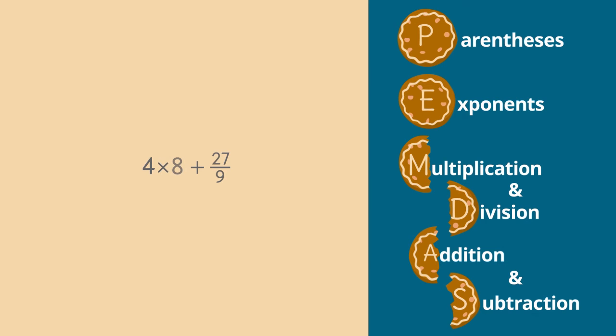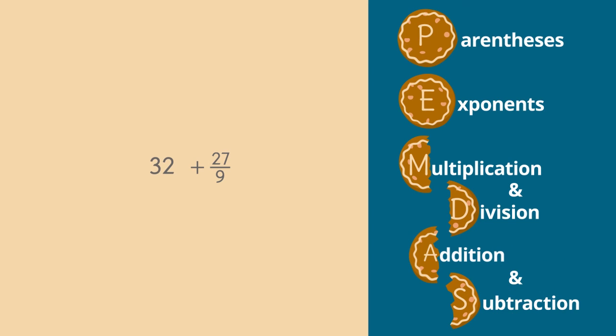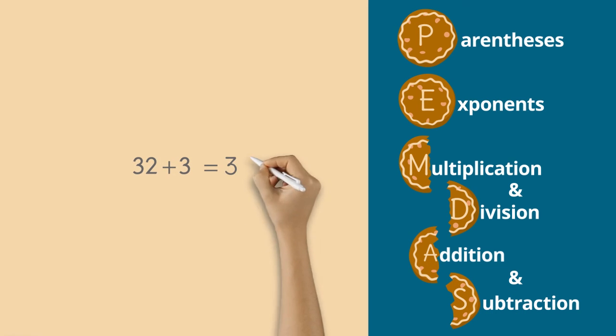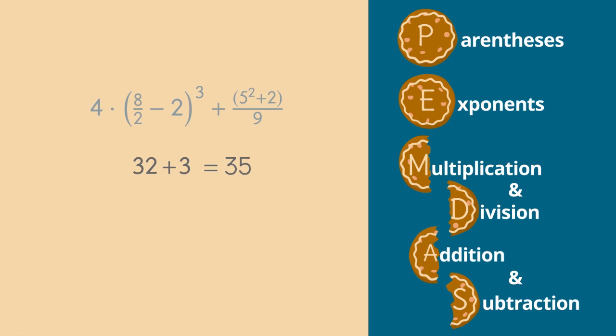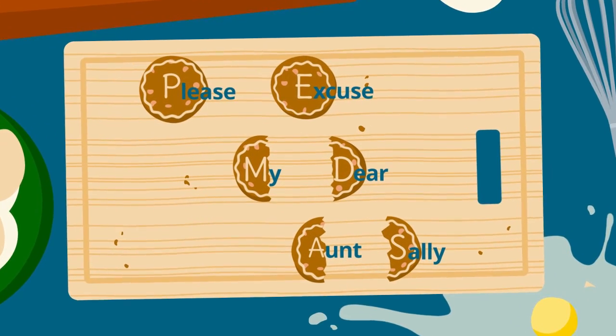Now we do multiplication and division moving from left to right. 4 times 8 is 32, and 27 divided by 9 is 3. The last step is addition. 32 plus 3 equals 35. See? We started with this big expression, but by following the rules of PEMDAS, we are able to simplify the expression to get 35. No matter how difficult the expression looks, simply follow PEMDAS to get things done.